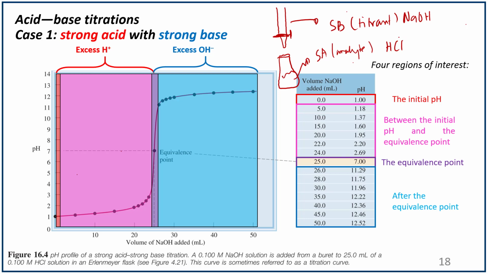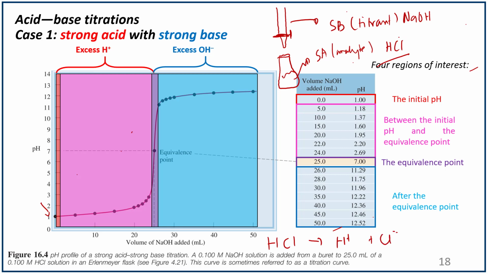First will be the initial pH. At the initial pH, when basically no sodium hydroxide is being added, notice that the pH is very low. Okay? And that's just because the only active species you have here will be the H+ from HCl. So remember that HCl is a strong acid, so it actually breaks up into H+ and Cl- ions.